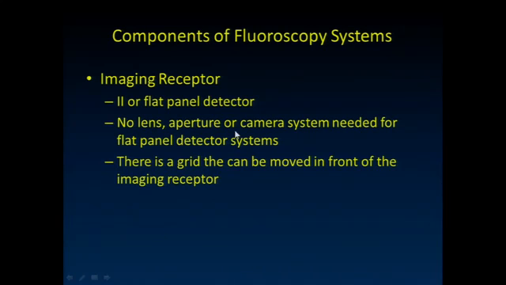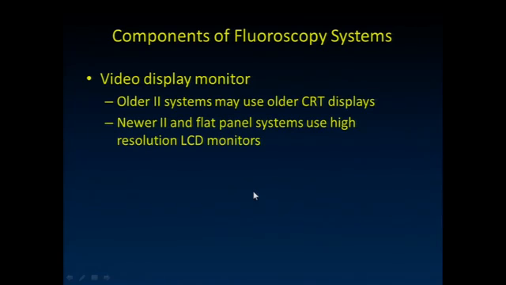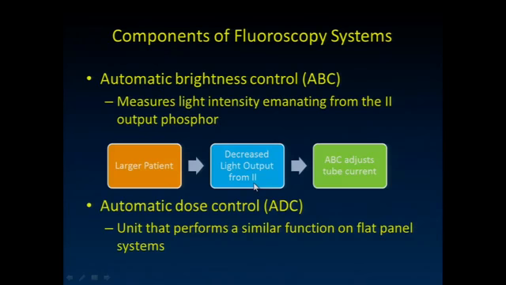So with flat panel detectors, right, we don't need a lens or an aperture or a camera system to take a picture of the image being developed on the II, which is like an old cathode ray tube TV kind of thing, and we've got something taking a picture of that. II systems do have that. They have a lens to focus light on the output phosphor of a TV camera. They have an aperture that you can open up to increase some of the light that's let through in that TV camera. I'm really not going to talk about those things.